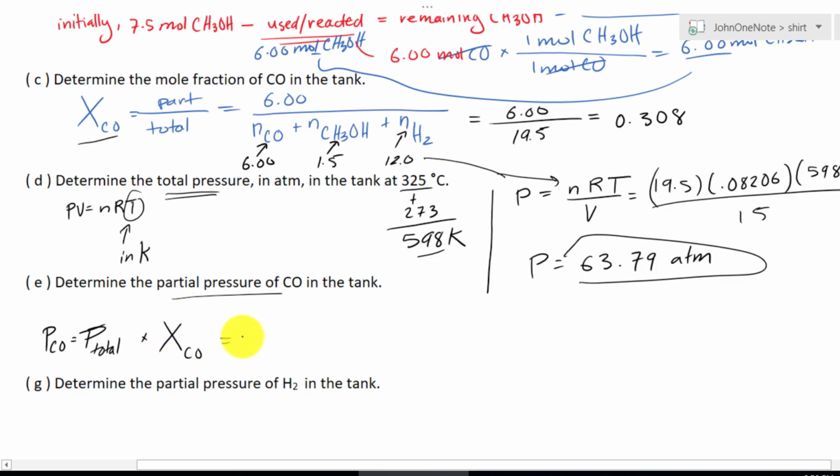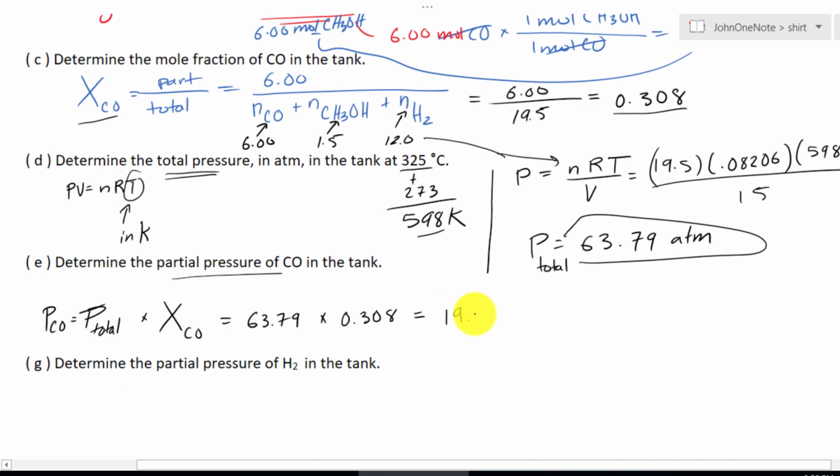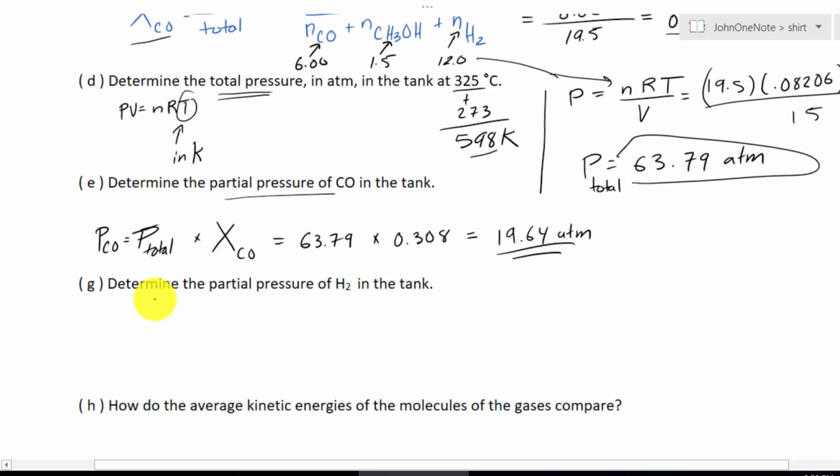This is your P total right here, and that is 63.79 times the mole fraction for CO. And we just figured that out right here. It is 0.308. And that turned out to be 19.64 atm. Now let's continue to solve the next problem.